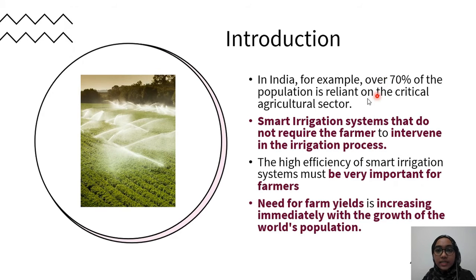For the introduction, in India, for example, over 70% of the population relies on the critical agricultural sector. For smart irrigation systems that do not require the farmer to intervene in the irrigation process, high efficiency must be very important for farmers. The need for yield is increasing immediately with the growth of the world's population.